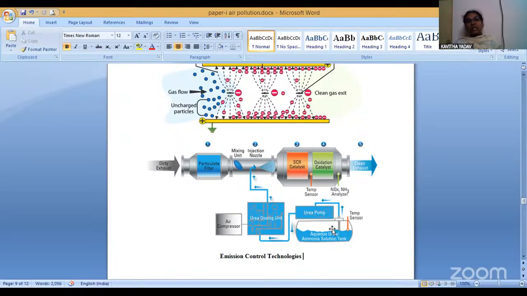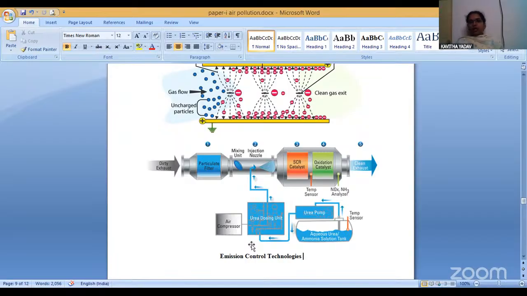Coming to the internal parts, there is the urea dosing unit, urea pump, and the aqueous urea or ammonia solution tank. This is a temperature sensor. This is also a temperature sensor, and a nitrogen oxide and ammonia analyzer we are going to use at this stage 4. Then finally the air compressor. This is the overall look at the emission control technologies.